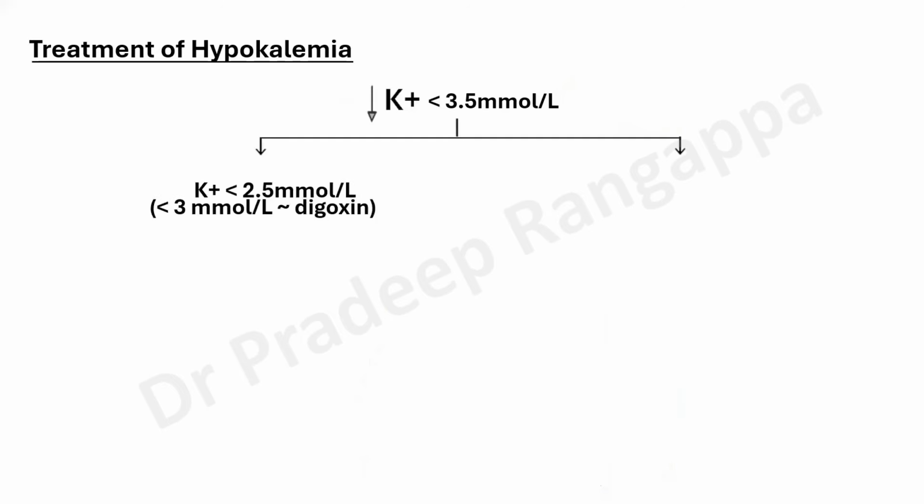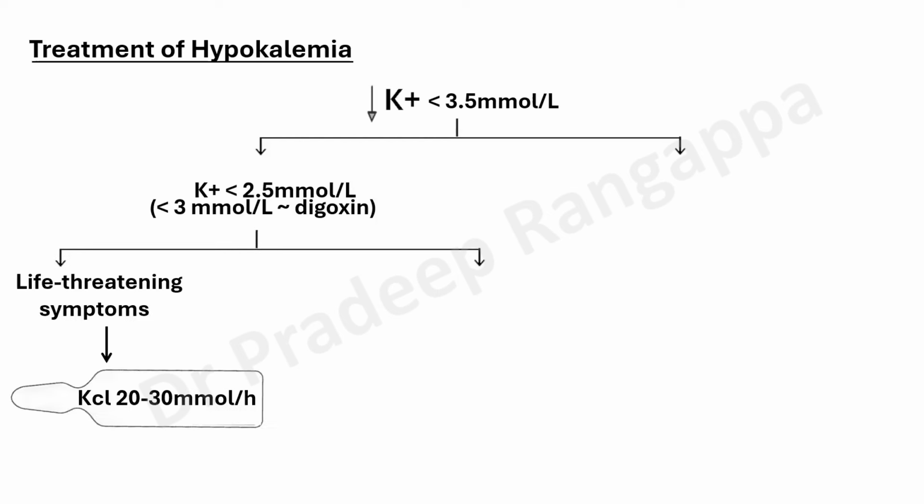So what is the treatment of hypokalemia? Whenever potassium is less than 3.5, it mandates that it has to be treated. So you divide into two broad categories, whether potassium is very low, less than 2.5. If your patient is on digoxin, you take 3 as severe hypokalemia, because digoxin toxicity is accentuated by hypokalemia, and you have to be a little more aggressive in correcting it.